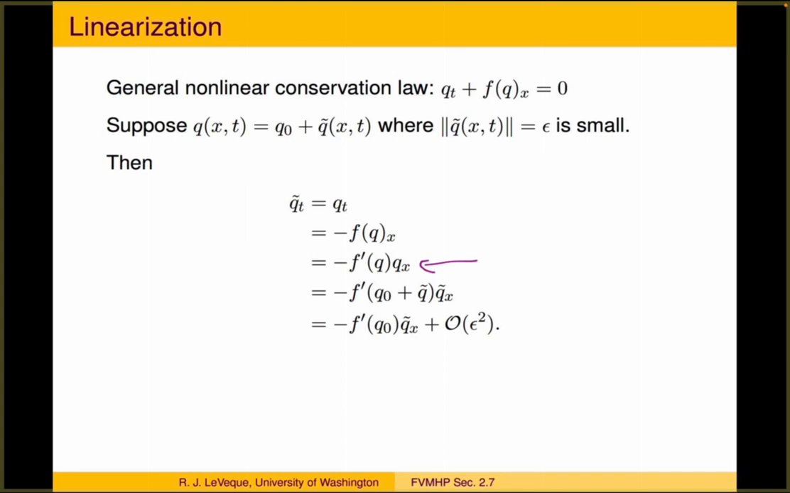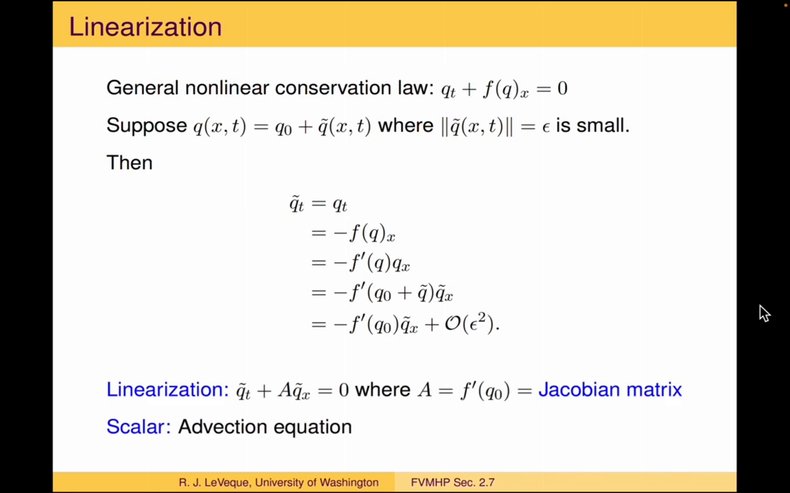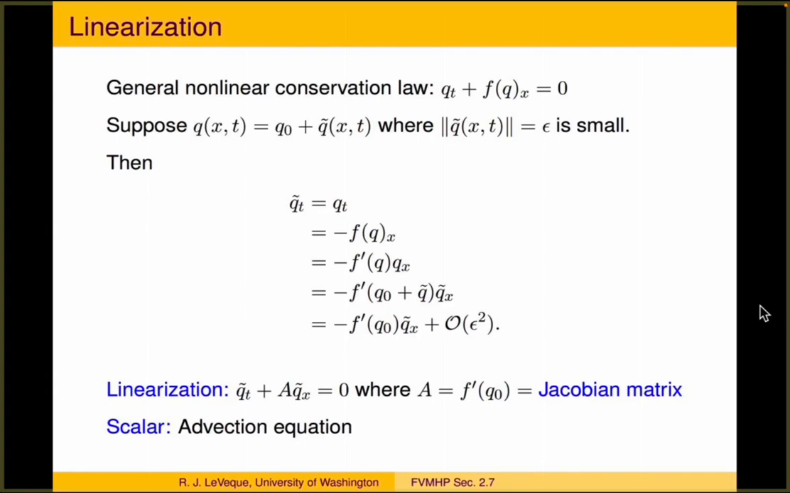And then this is at this point still nonlinear because f prime of q in general is a function of q still. But if we assume that we're close to some steady state, then we can write f prime of (q0 plus q tilde) as being approximately f prime of q0 times the vector q tilde sub x plus higher order terms, and we'll drop those higher order terms. And when we do that, we end up with the linear system of equations, which now has the form q tilde_t plus A q tilde_x equals 0, where A is the Jacobian matrix evaluated at the constant state q0 that we're linearizing about.